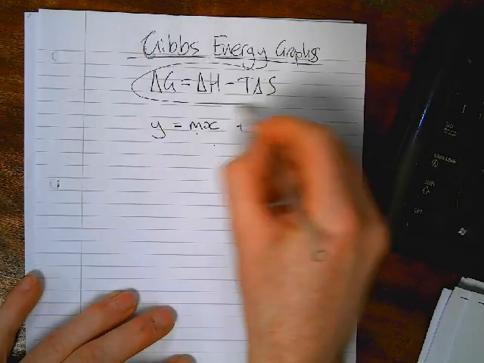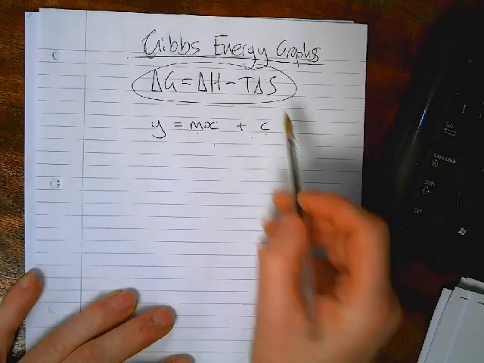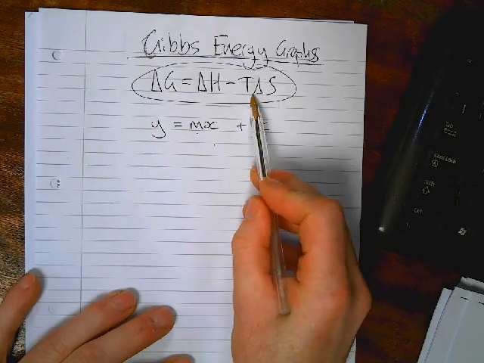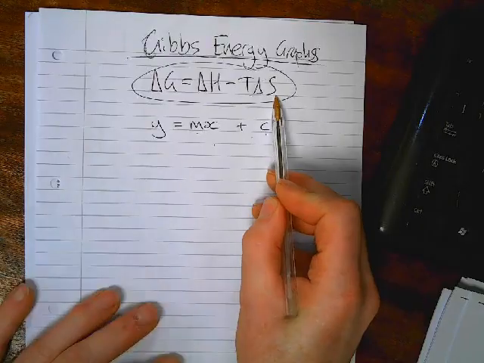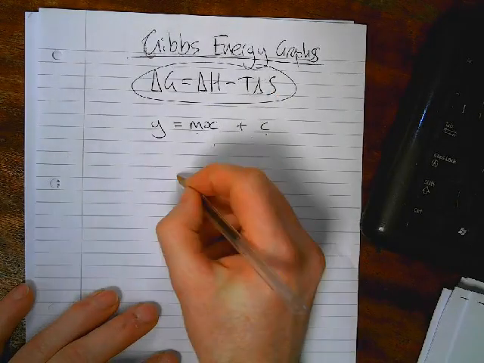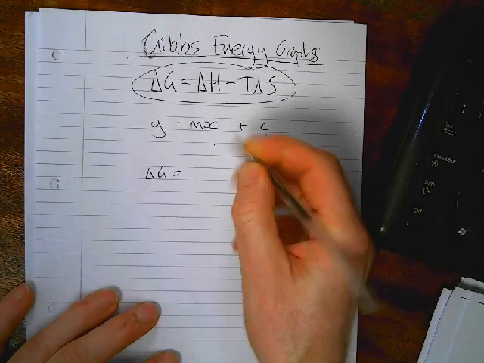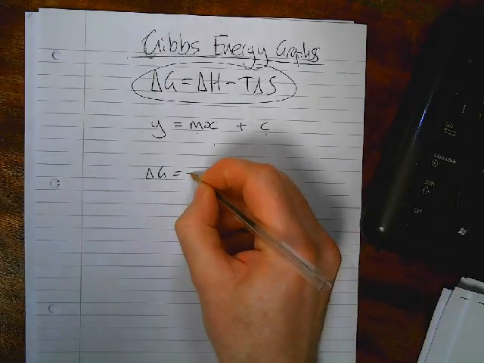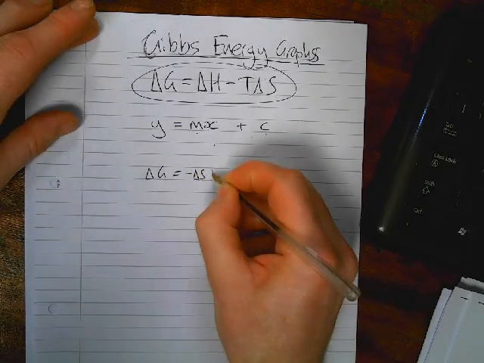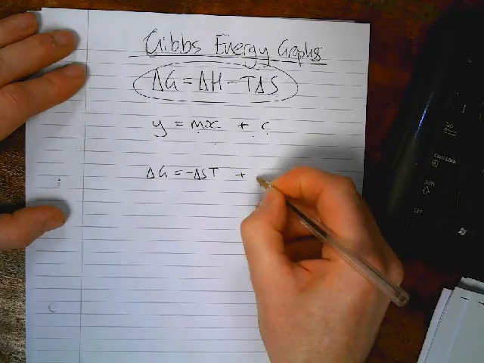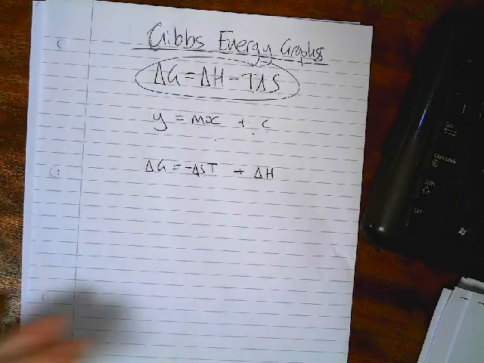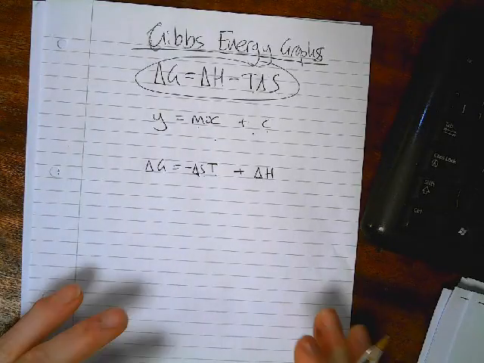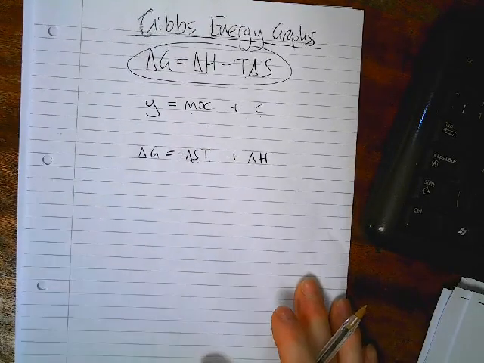I'm going to rearrange this equation now to fit that. You'll notice that you've got two terms multiplied together. They're going to go at the front. They're going to become my mx. So delta G equals, but notice what I do, minus delta S T plus delta H. They've been swapped around, but this is the form that we're going to be using to plot these graphs.